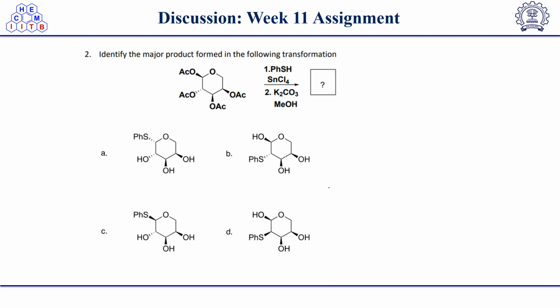Moving to the next question, identify the major product in the following transformation. This particular tetraacetyl derivative on treatment with thiophenol and tin chloride and then K2CO3 in methanol, what will be the major product? Four options are given there. Out of the four options, these two transformations will give rise to which compound as the major product?